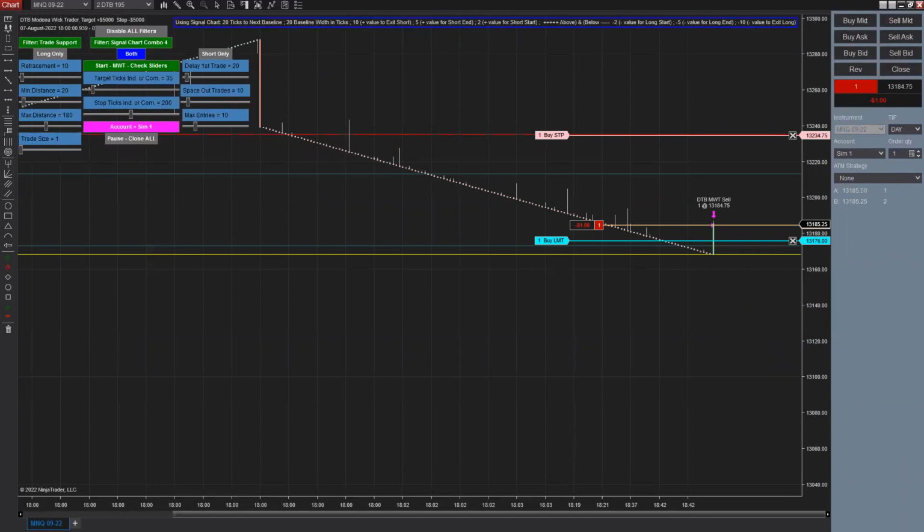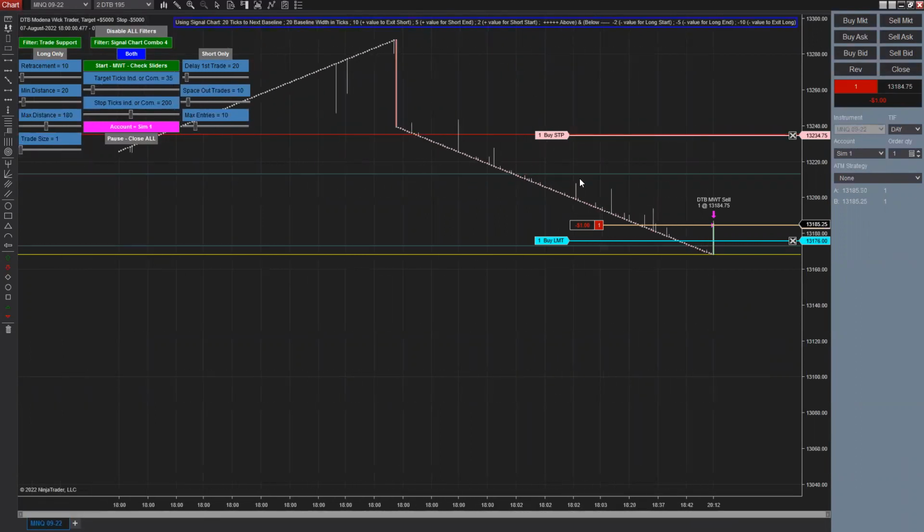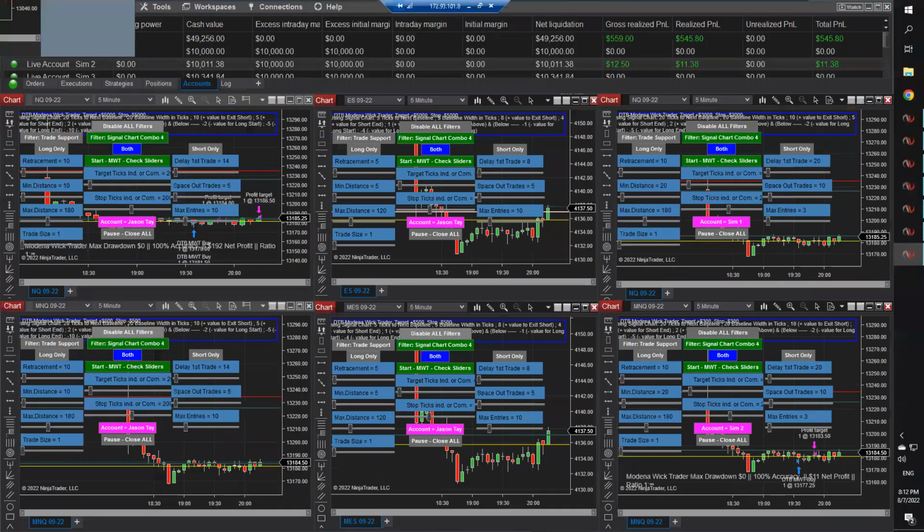This is still one of my favorite charts to trade, because you're basically trading the wicks back to the baseline or in the direction of the baseline. So definitely, look at those.